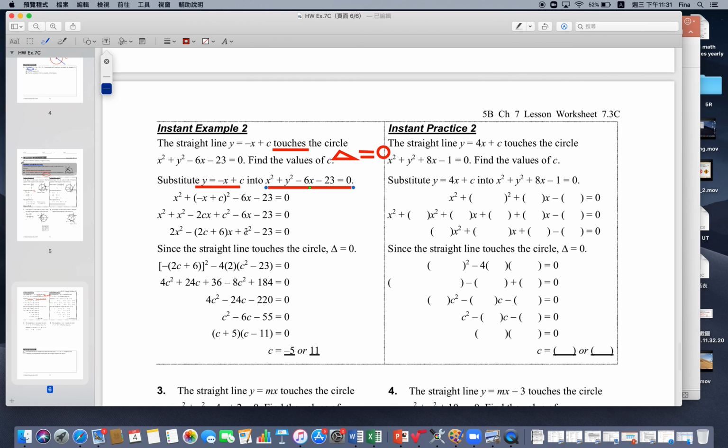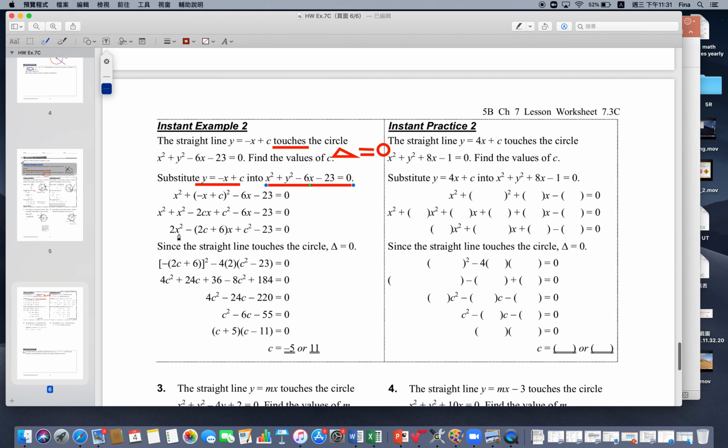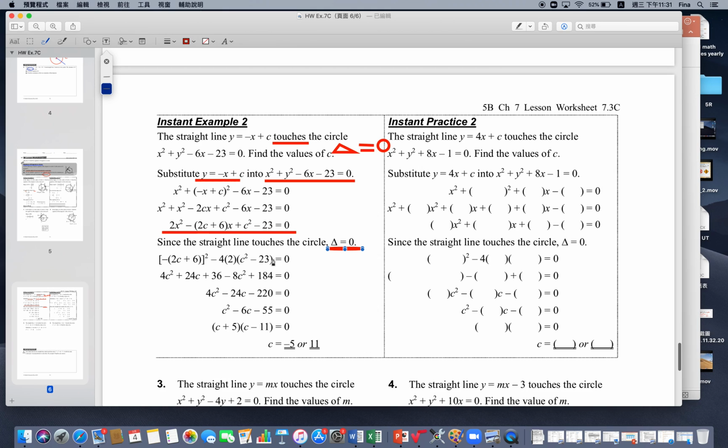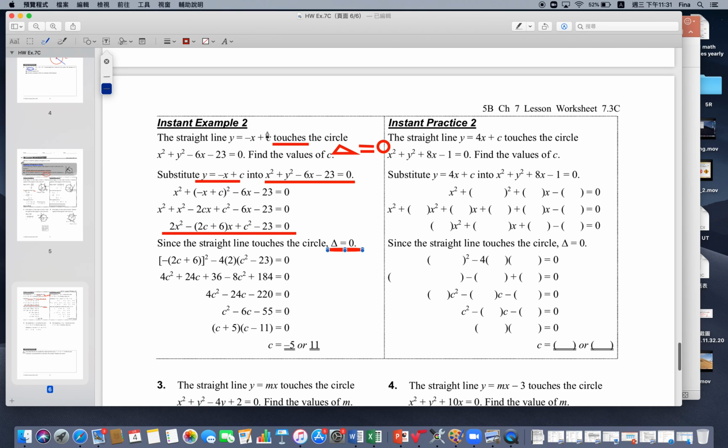I don't care about this constant at this moment because I just want to form the quadratic equation in X. And I know that the straight line touches the circle. That's why delta equals 0. Then you can solve for the value of C by setting delta equals 0. So even though there is some unknown in the straight line, or sometimes some unknown in the equation of the circle, you can set the delta to solve for the unknown.